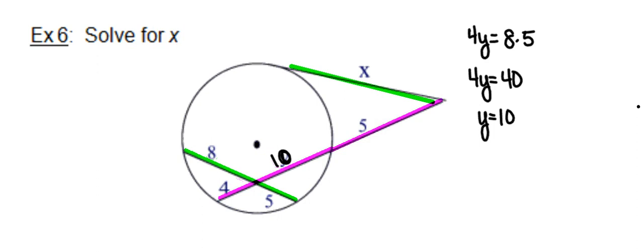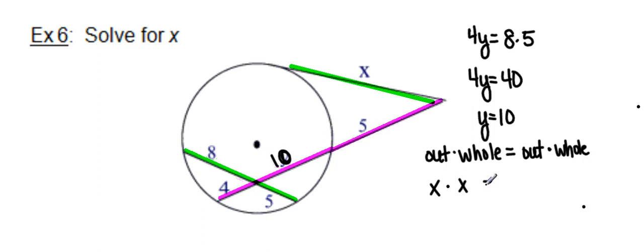And I'm going to apply to this part of the problem the new rule from today, which says if you multiply the length outside the circle times the whole thing, that's going to be equal to the product of the outside part and the whole thing for the second segment. So for the green tangent, the part outside the circle is x. The whole thing is also x. For the purple guy, the part that's outside the circle is 5. The length of the whole thing now is going to be the 4 plus the 10 plus the 5, or 19.